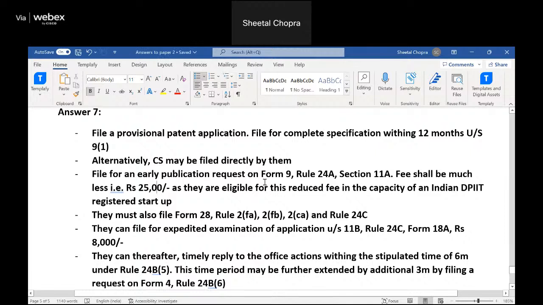What else can be done is that they need to file Form 28 alongside. Rule 2FA, 2FB, 2CA, Rule 24C, all of these rules and this form you can cite, because it's not only that you file early publication, you also have to supplement this particular form that testifies them as, at least that informs the patent office of them being a startup.